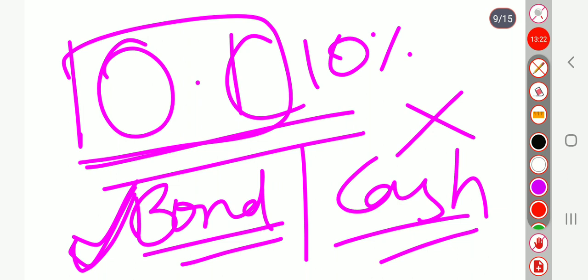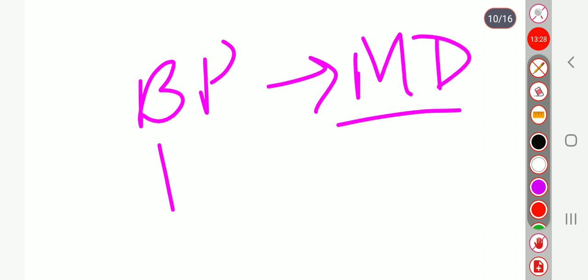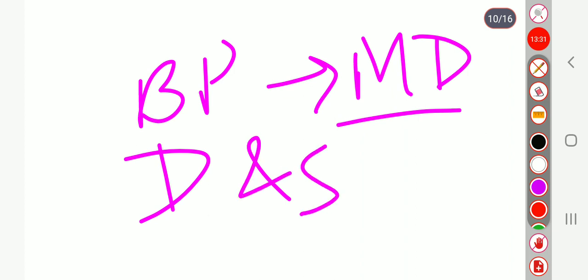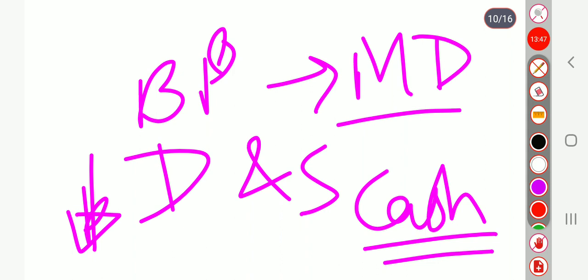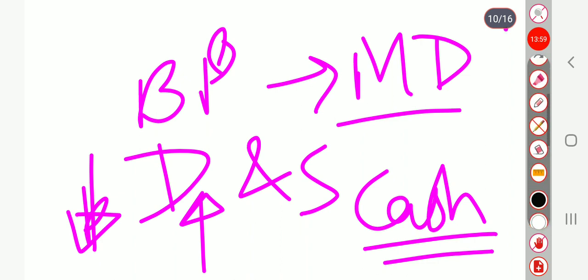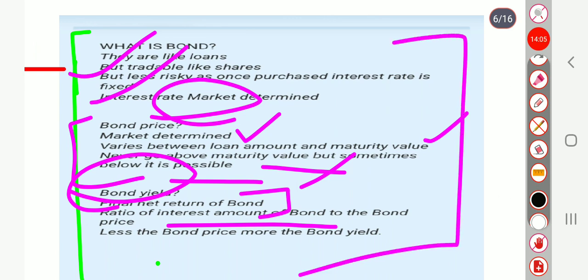So basically the idea was how these bond prices change. It is market determined, in the sense that it is based on the demand and supply of money. So if I want cash, then there will be no one who is a bond purchaser, so the bond price will become low. And if I don't need cash, I'm also going to put my money in a bond, so the bond price will be higher. So that was a basic understanding of what a bond is and what questions can be asked. Okay, so thank you.